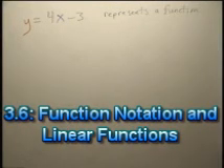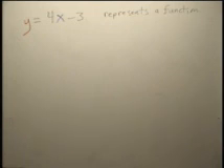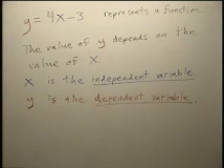The equation y equals 4x minus 3 represents a function. Remember, that means that if I have a value for x, my first set, then I can put it into that equation and it will give me a value for y, which is my second set. So it represents a function. The value of y depends on whatever the value of x is.